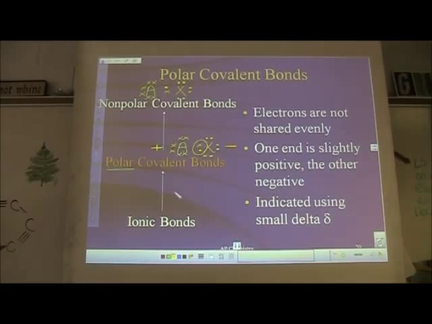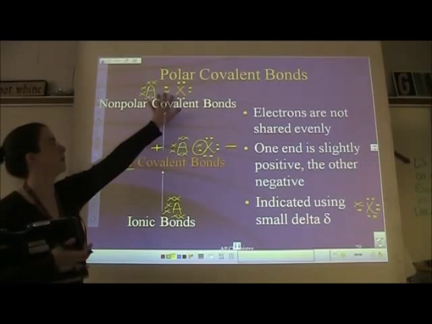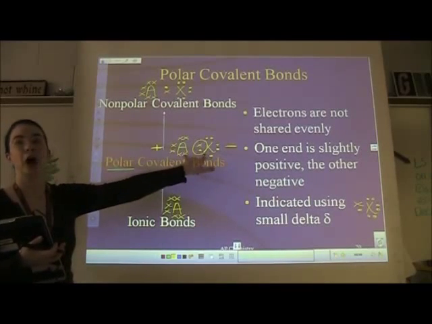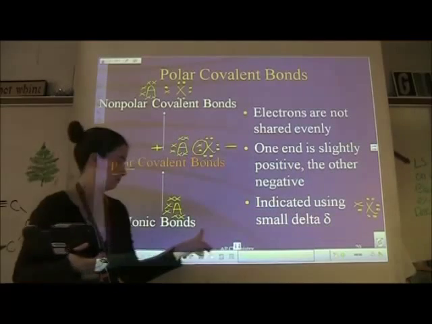And if I was going to draw an ionic bond, I really wouldn't even draw it out, but just for understanding, X would be like over here. There's no sharing going on here. Now, this is not a perfect drawing because this atom doesn't have a stable octet, but the point is: shared evenly, shared unevenly, not shared at all.